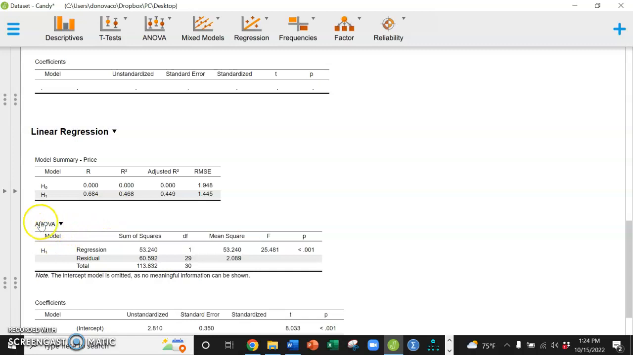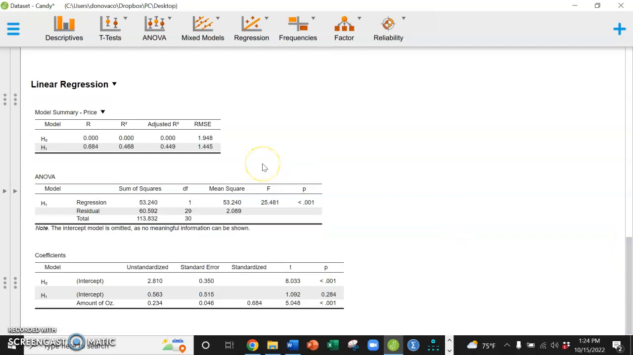I can go down to my ANOVA, and what this is doing is testing to see if the model holistically is significant. And in this case, it is. So we're using ANOVA in a different way.